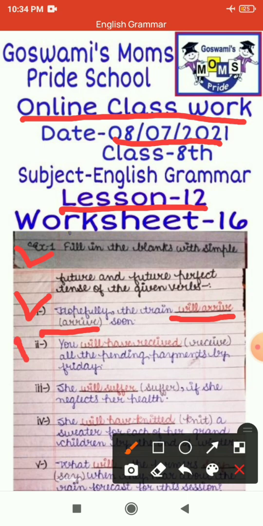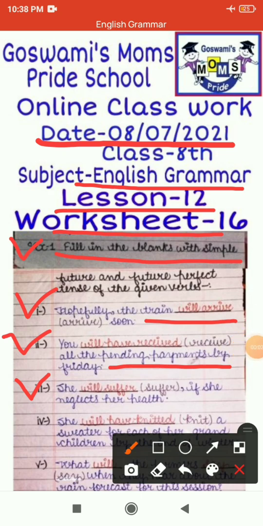Second sentence is: you dash all the pending payments by Friday. So here a particular time has been given. That means we will fill with the perfect tense of the verb, that is future perfect tense, and that's why we have filled: you will have received all the pending payments by Friday, that is future perfect tense.